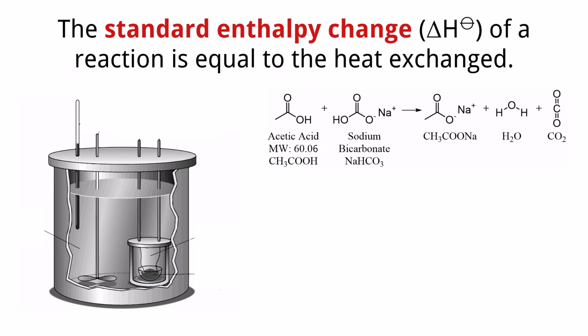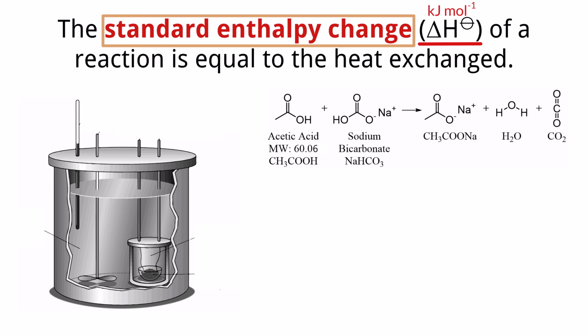As discussed previously, when a reaction occurs at constant pressure, the change in enthalpy is equal to the heat exchanged between the system and its surroundings. This is referred to as the standard enthalpy change for a reaction, delta H naught, and the units are kilojoules per mole and can be determined from the change in temperature of a pure substance. These temperature changes indicate whether a reaction is exothermic or endothermic and can quantify the energy changes involved.